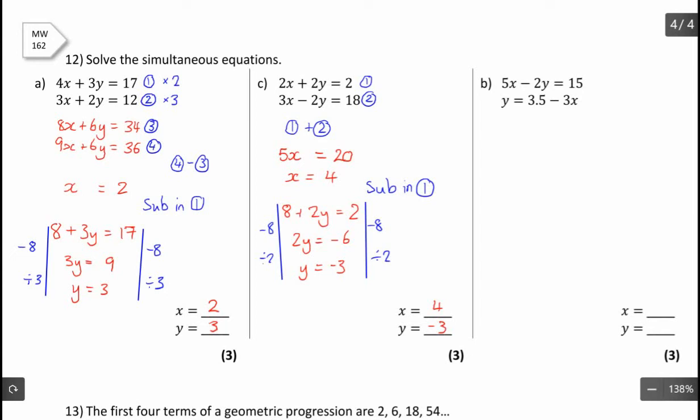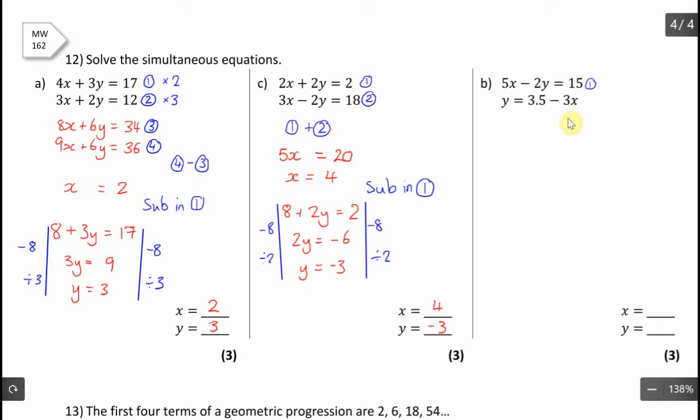And on the final set of simultaneous equations, these are ready to use another method called the substitution method, but I haven't gone through that in any of the videos that I've done, and we'll come across that later.